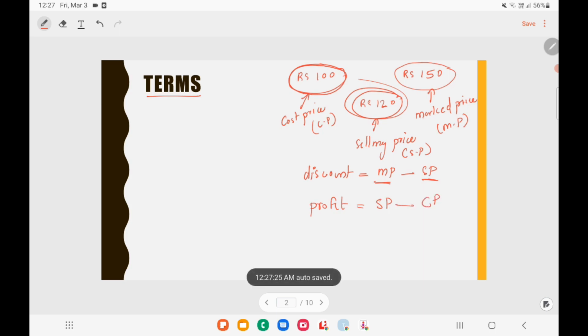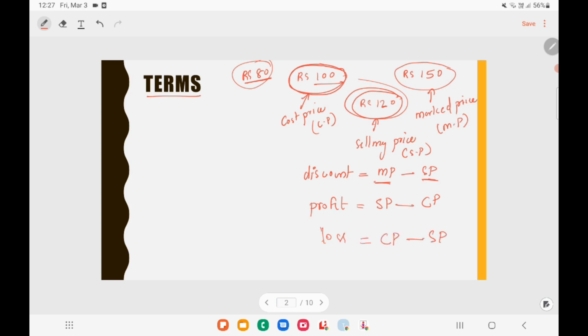Okay, and if the shopkeeper bought it for rupees 100 and sold it for rupees 80, that means he has a loss. So loss is equal to cost price minus selling price.